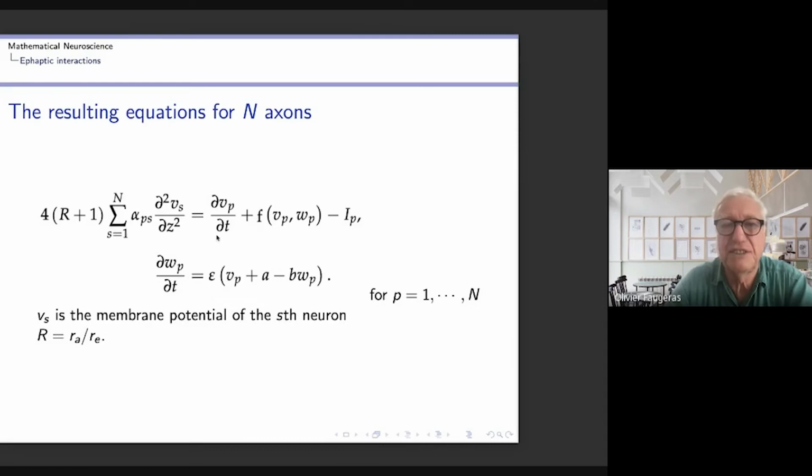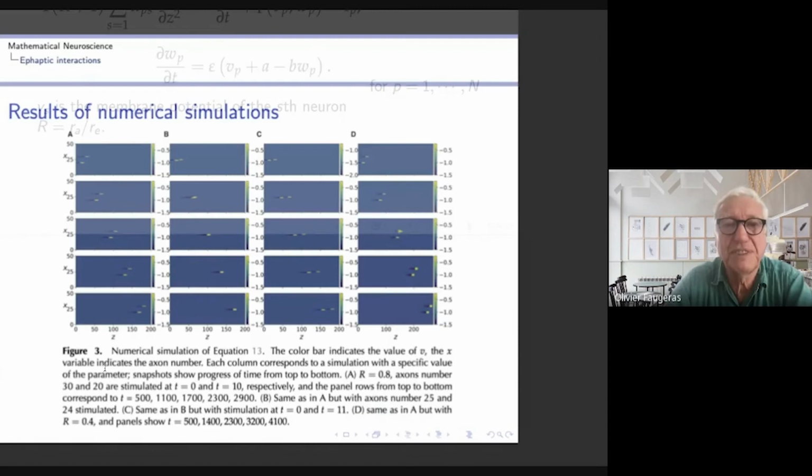And R is the ratio of R sub A and R sub E, external resistance and axon resistance. So again, if R sub E is equal to zero, R is very large and there's no coupling. But if R sub E is large, then capital R is small, and you have coupling. So let me briefly describe a few results they have in their paper.